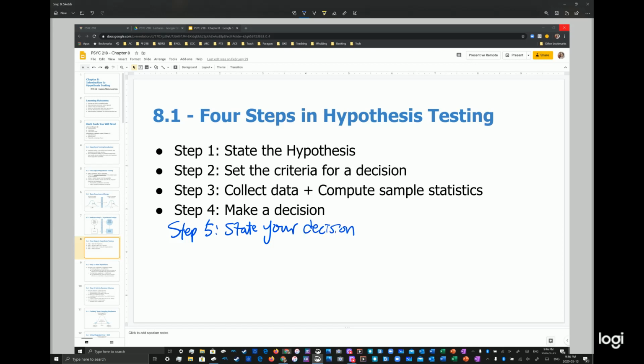So for every hypothesis testing, your 4 to 5 steps are the same. And the steps go like this. First, you state the null hypothesis and the research hypothesis. Then you set a criteria for your decision. That's where you go, oh, in the sampling distribution, what value should I set for the sample mean to be far enough away for you to go, yeah, there's a difference. I'm going to reject the null hypothesis.